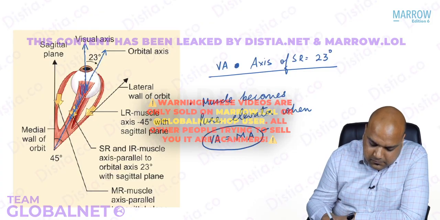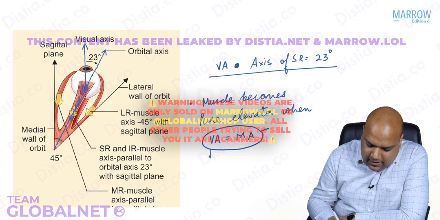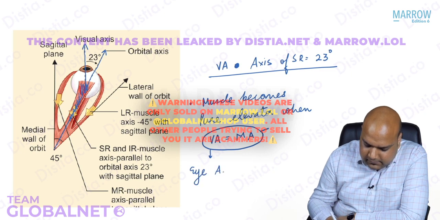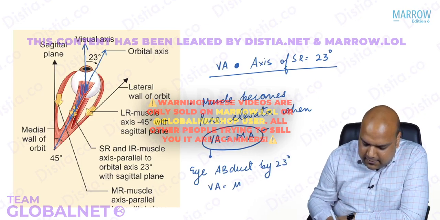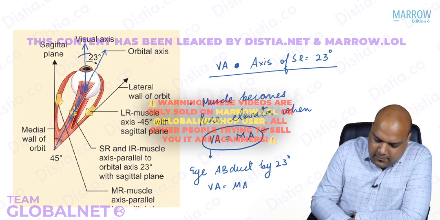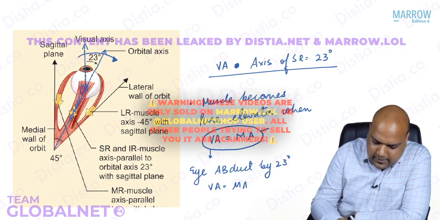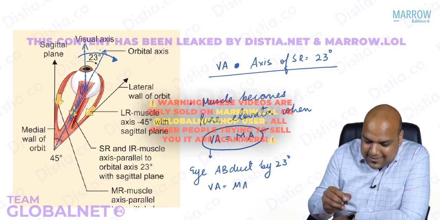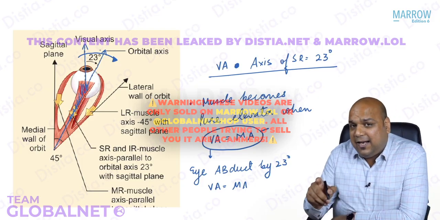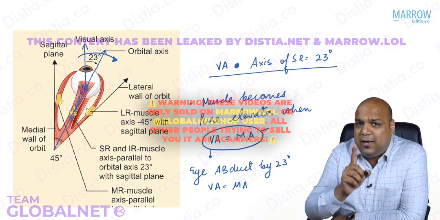Now, when my eye will abduct by 23 degrees, visual axis is the same as muscle axis. Can you understand? When my eye abducts, looks out by 23 degrees, my visual axis will become the same as muscle axis. And that is when my superior rectus will become a pure elevator.